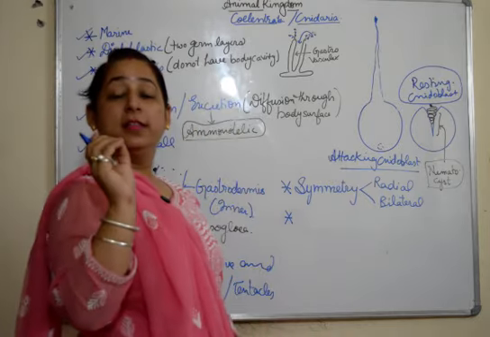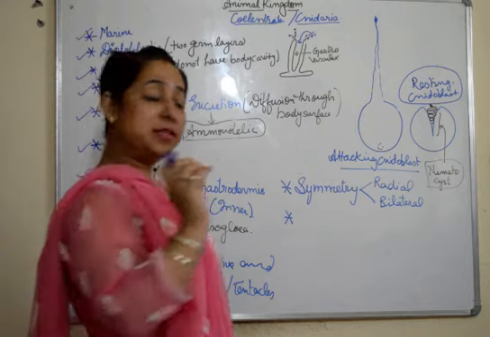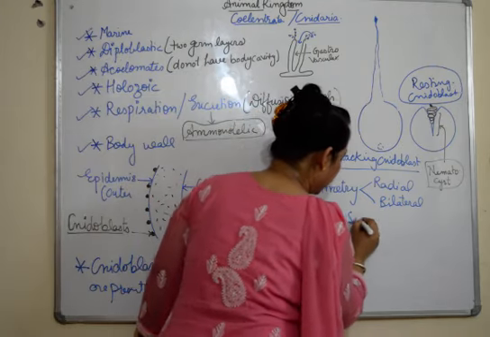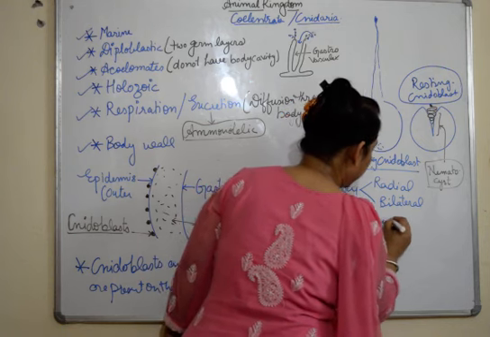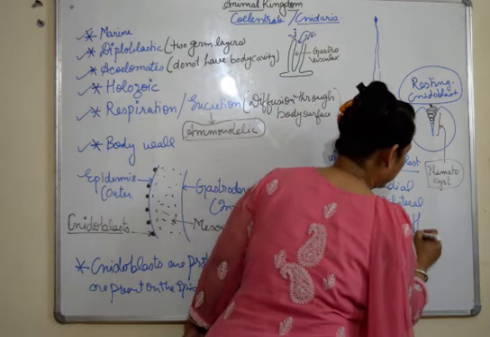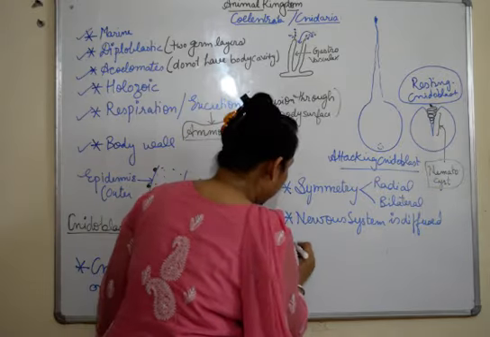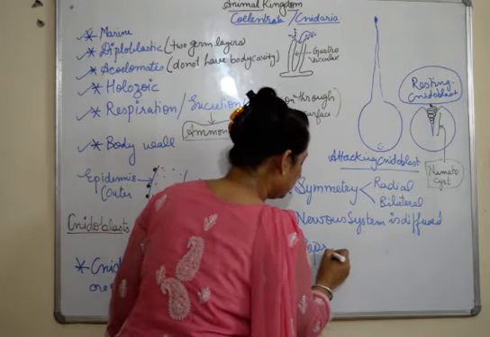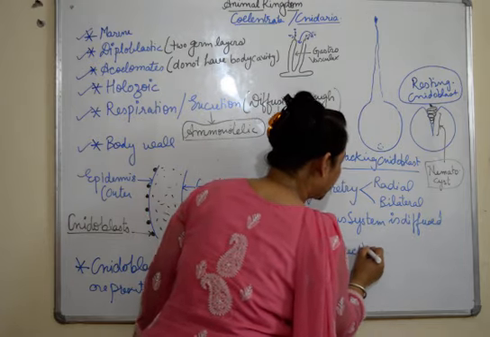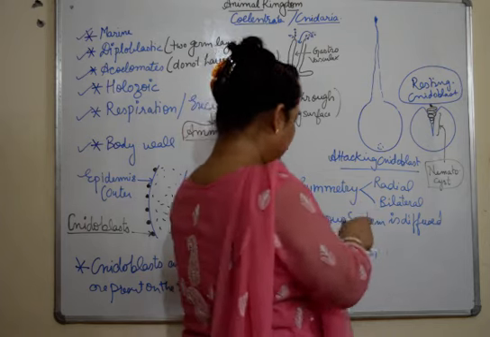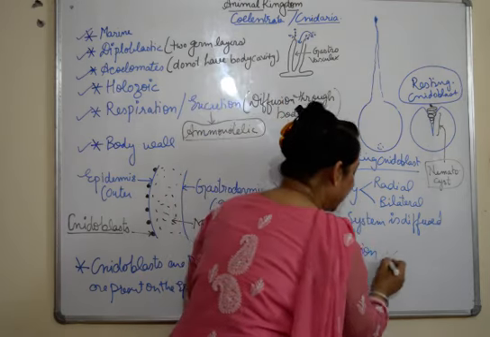Then the type of nervous system they have. The nervous system is a diffused type. It is diffused throughout the body. Then is the reproduction. Reproduction in case of coelentrates or cnidarians can occur both ways. It can be sexual and asexual.